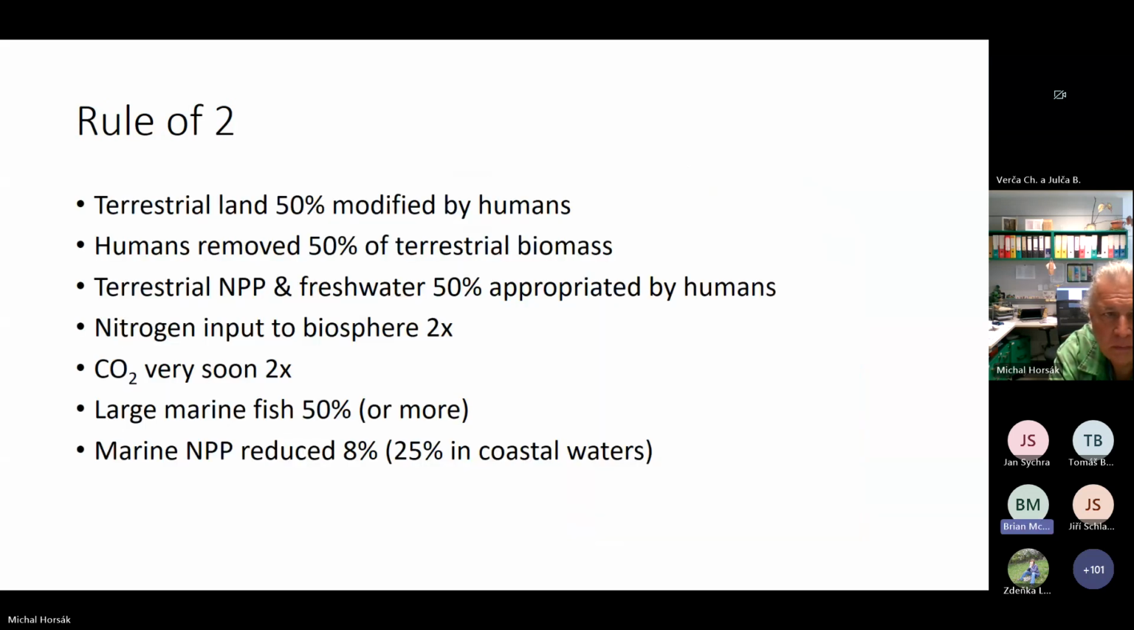These are not small. Humans have occupied about 50% of the land. We've removed about 50% of the terrestrial biomass. We've removed about 50% of the fresh water. We have doubled the amount of nitrogen coming into the biosphere every year. We will very soon have doubled the amount of CO2 in the atmosphere. We have removed well more than half of all the large marine fish, tuna and cod, things like that. The marine ecosystem is a little more complicated. We've taken about 8% of NPP, and about 25% in coastal waters, and it's a little mixed. It's harder to say, but 50% of the ocean bottom has been affected by humans. It's a much more stirred pot, but kind of this amazing rule of two. Humans have basically doubled and halved the planetary cycles. Go ahead, please.